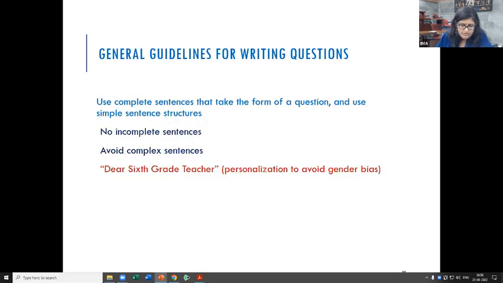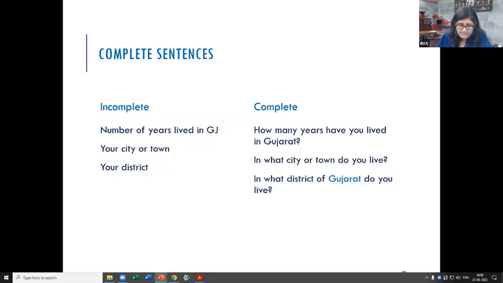This I've already told you, that personalize and avoid gender bias. So say dear 6th grade teacher and not dear sir and dear madam. Don't write incomplete or complex sentences. So instead of writing number of years lived in GJ, say how many years have you lived in Gujarat? Write down the full sentence with a question mark. Make it a question.